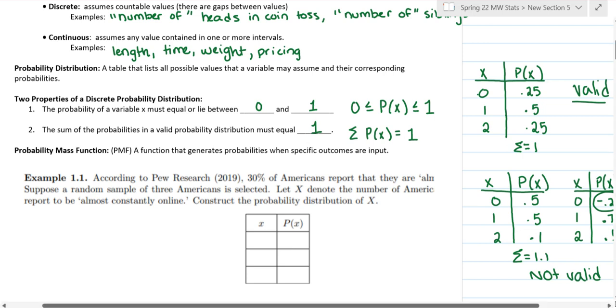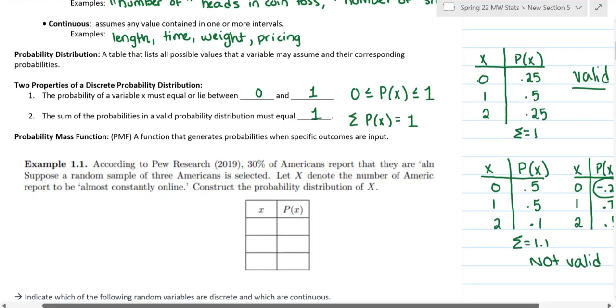Okay. So let's look at a probability distribution, and sometimes you're going to be given probabilities, and you're going to have to fill in the table. Maybe there's one missing. Sometimes you're going to have to generate them on your own. So we're going to start by generating everything on our own, and we'll go backwards here.